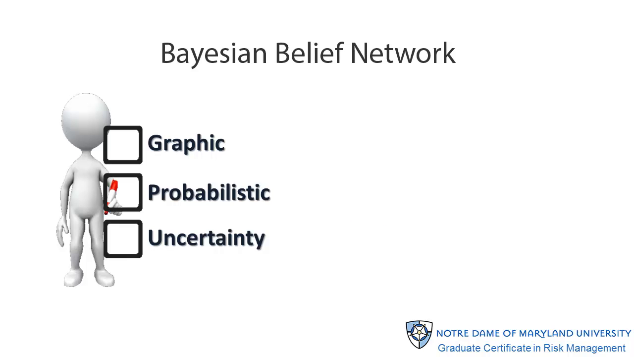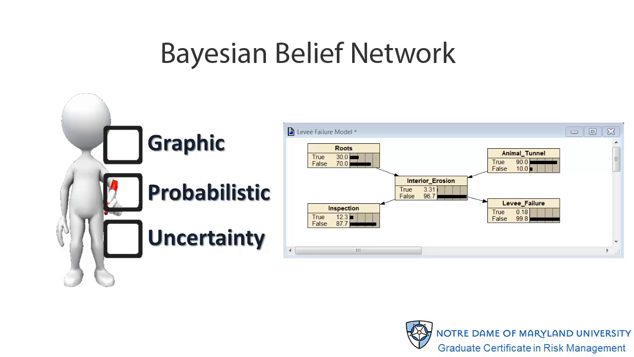A Bayesian belief network is a special type of graph that consists of nodes and arcs, as shown in this simple example. When used together with an associated set of probability tables, they enable us to model and reason about uncertainty. Our simple example describes a scenario by which internal erosion could cause a levee to fail.